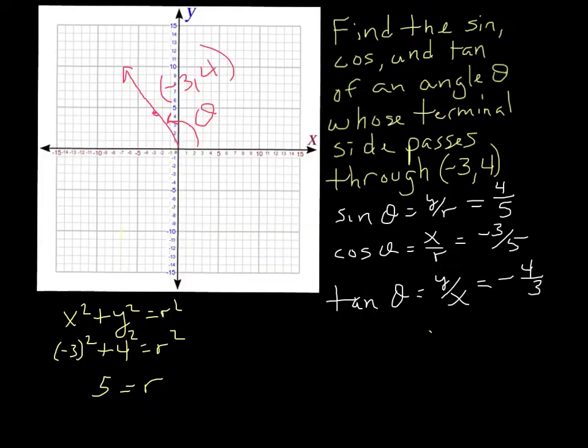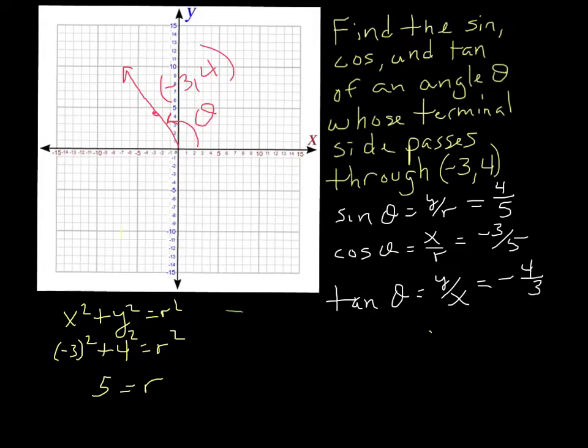So if we take this point (3, -4), we want to find the sine, cosine, and tangent of an angle theta whose terminal side passes through that point. I've got that drawn in our diagram here. Remember, our terminal side is the ray coming from the origin, extending out through that point. To find its sine, cosine, and tangent, we simply need to know the x, the y, and the r, the radius of the circle that would be formed with the center at the origin and the point being on the circle.